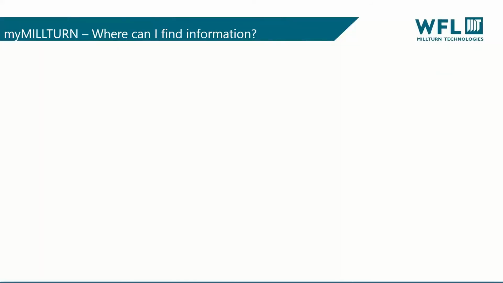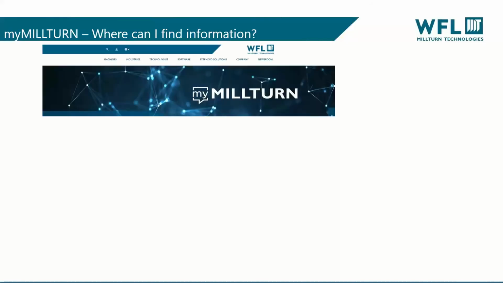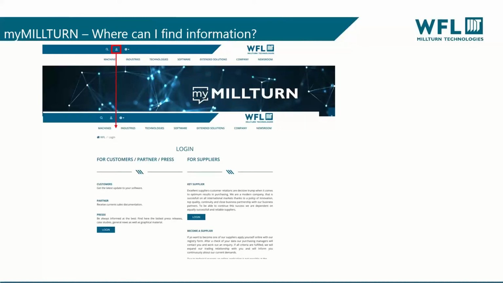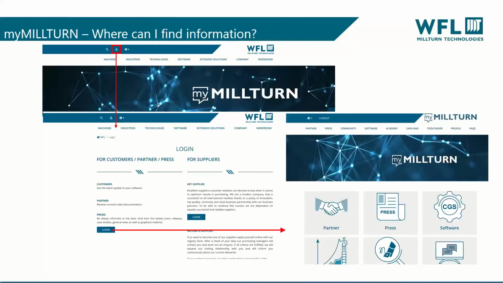How can you find some more information on myMILLTURN? I invite you to join me on our homepage www.wfl.at. When you start to look on our homepage, you can see in the top left corner the second icon on the left side, which will redirect you to the membership area of our homepage. On the next page, you'll see on the bottom left corner the login button for myMILLTURN. By clicking this button, you will be redirected to a login page where you will enter the login information. This is the username and the password which we send you after you have registered. And then you find yourself on the loading screen of the myMILLTURN customer portal.